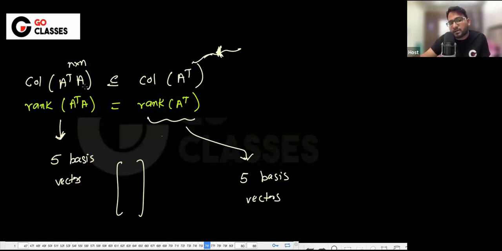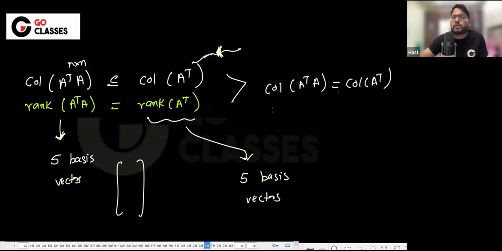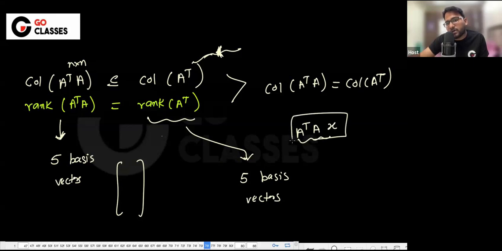So actually this is not just a subset, it is actually equal. Both the column space of A transpose A and the column space of A transpose are equal, which means whatever you can form using the columns of A transpose A, let's suppose some vector X, you can also form the same vector using the columns of A transpose, since the column space is the same.